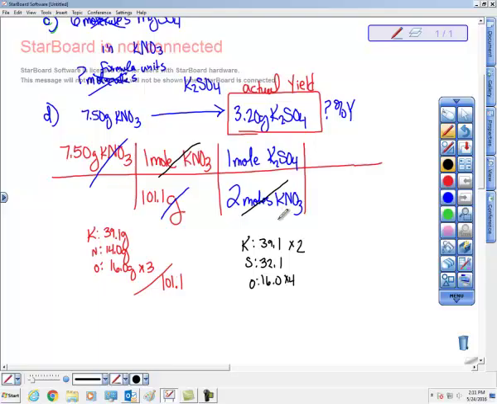Okay, I got 174.3. Does anybody confirm that? Because I feel like I've been doing some bad typos. You guys good? Yeah? Alright, great. Okay, so this is the mass of 1 mole.